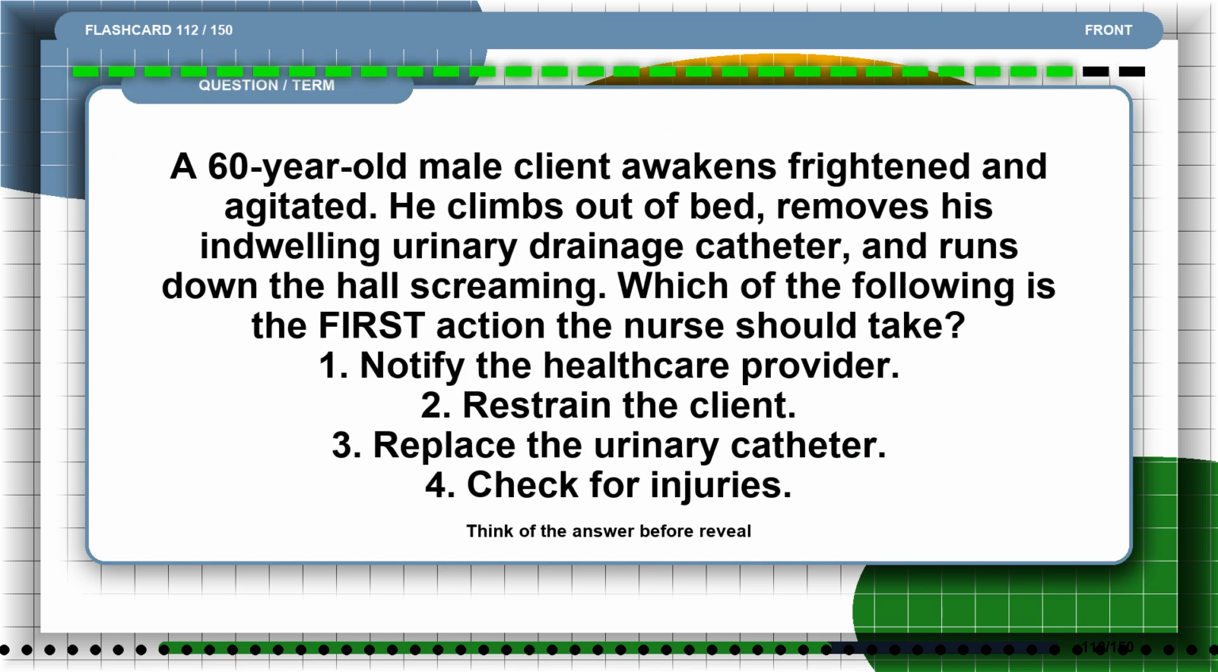Flashcard 112. A 60-year-old male client awakens frightened and agitated. He climbs out of bed, removes his indwelling urinary drainage catheter, and runs down the hall screaming. Which of the following is the first action the nurse should take? 1. Notify the healthcare provider. 2. Restrain the client. 3. Replace the urinary catheter. 4. Check for injuries. Think of the answer before the reveal.